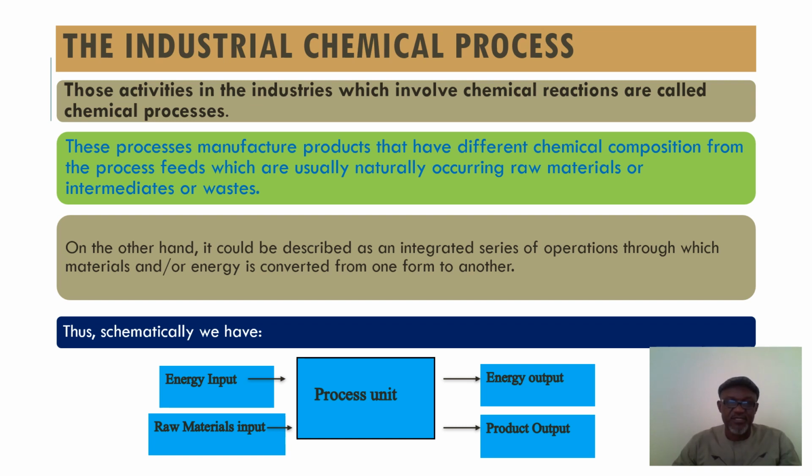Industrial chemical process. Now, a chemical process can be defined as those activities in the industries which involve chemical reactions. So once chemical reaction is involved, automatically means we're talking about chemical production. And all these are classified as industrial chemical processes.